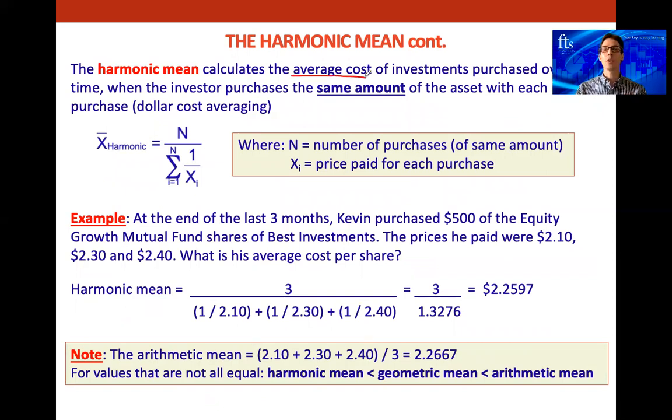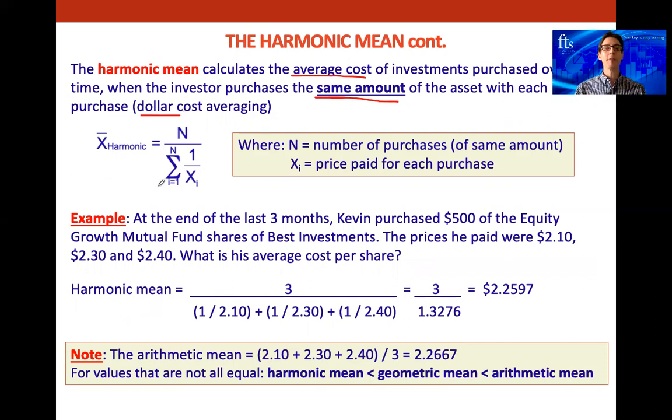Great. And one useful thing about the harmonic mean is that we use it to calculate the average cost of investments purchased over time. And this is when the investor purchases the same amount, and that's the important part. When the investor purchases the same amount of the asset with each purchase, we call it dollar cost averaging in the US or rand cost averaging in South Africa.